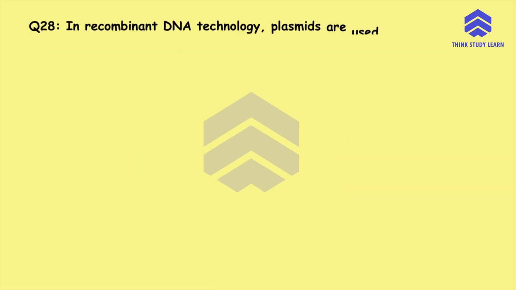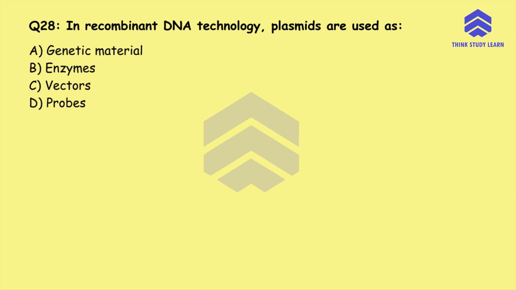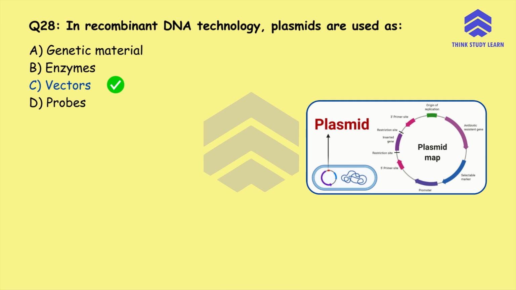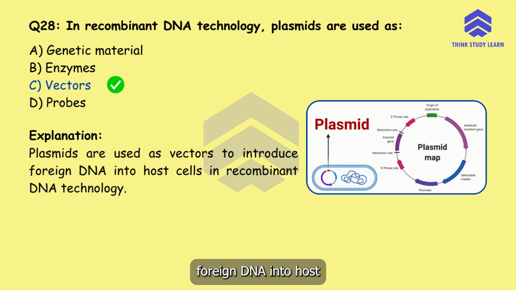Question number 28. In recombinant DNA technology, plasmids are used as option A, genetic material, option B, enzymes, option C, vectors, or option D, probes. The correct answer is option C, vectors. Plasmids are used as vectors to introduce foreign DNA into host cells in recombinant DNA technology.